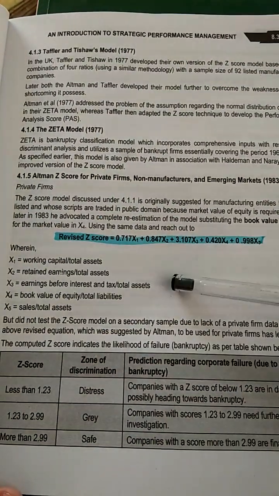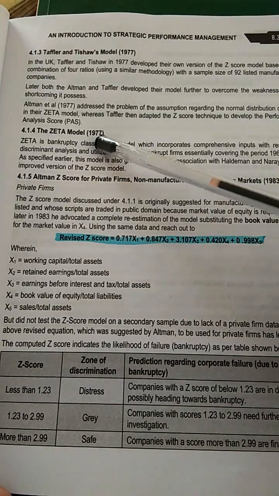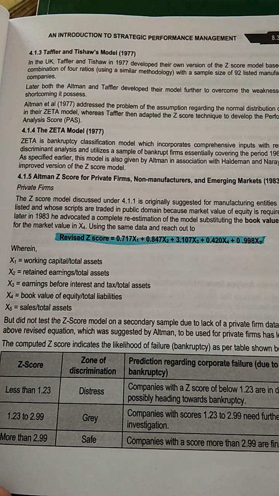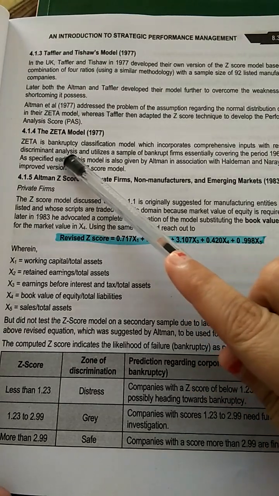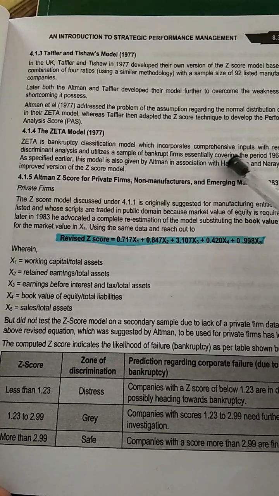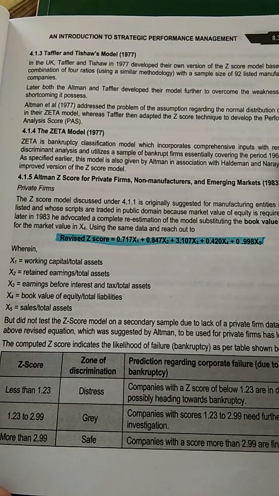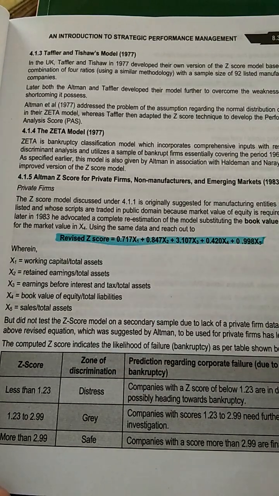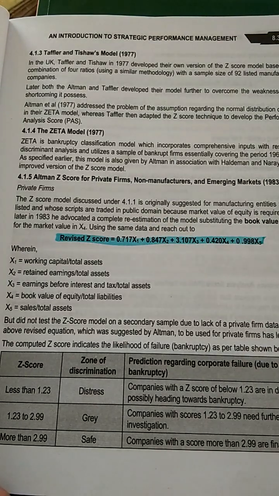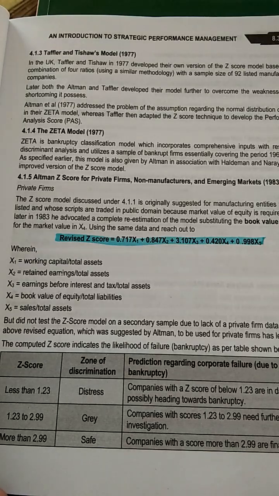Again, one more thing we should know is the Zeta model, the 1977 Zeta model. Zeta is a bankruptcy classification model which incorporates comprehensive inputs with respect to discriminant analysis and utilizes a sample of bankrupt firms essentially covering the period 1969 to 1975. As specified earlier, this model was also given by Altman in association with Haldeman and Narayanan as an improved version of the Z-score model. This is its improved version. So this is all about the Z-score, guys.